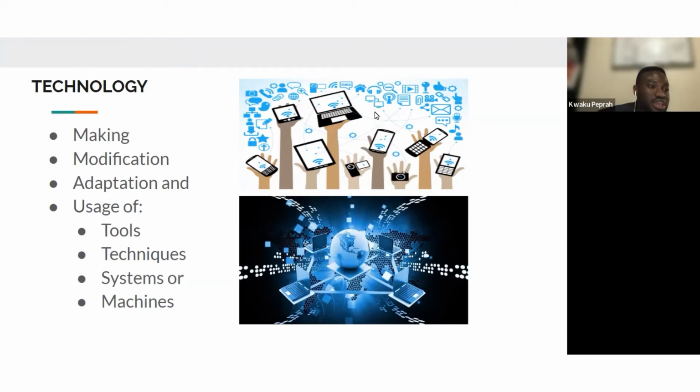If you could see in the graphics here, we have different media that you can use for information and technology, like the laptop and the tablet.